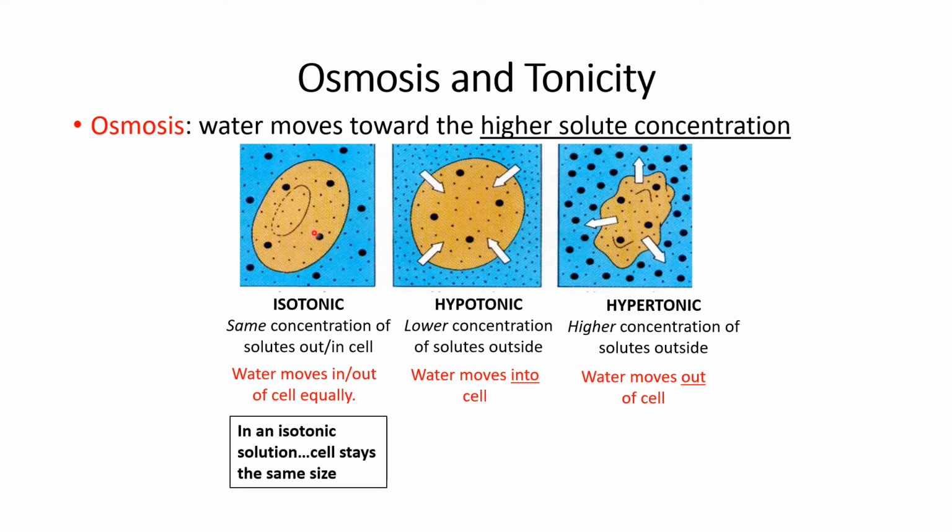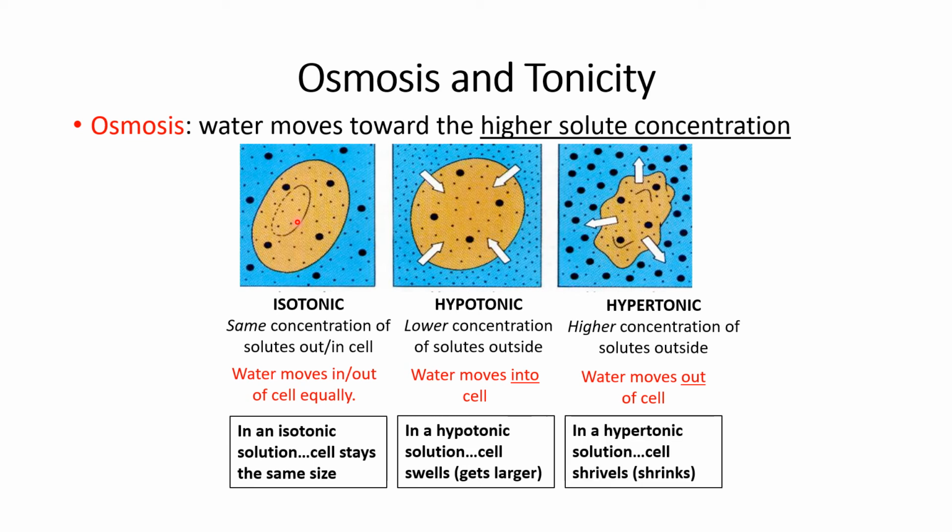So to recap, in an isotonic solution, the cell is going to stay the same size because the water is moving at an equal rate. With a hypotonic solution, the cell is going to gain a lot of water because all of that water is rushing into the cell, so the cell is going to start swelling up. In a hypertonic solution, the cell is going to lose a lot of water and the cell is going to start shriveling up and shrinking.